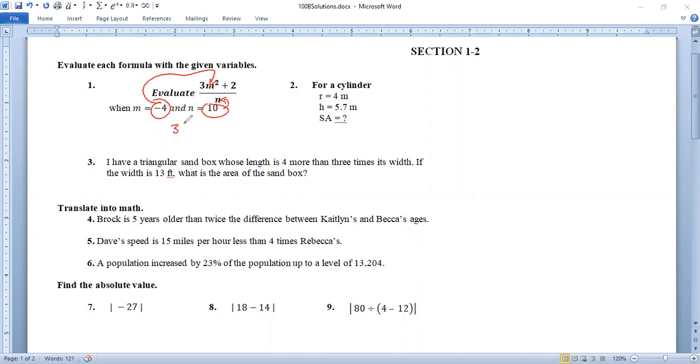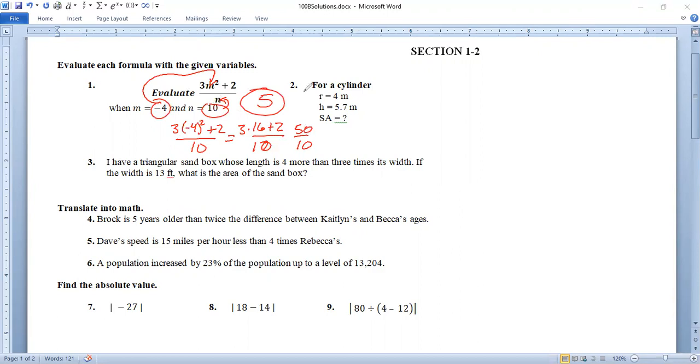So we have 3 times, this is a -4 squared. The rules of multiplication, -4 times -4 is a positive 16. So that's 3 times a positive 16 plus 2 over 10. 3 times 16 is 48, plus 2 is 50, divided by 10, so 50 over 10. That simplifies to the number 5.